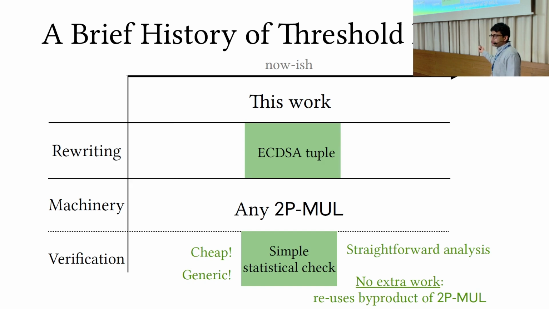So what we do in this work is we identify one specific way of rewriting ECDSA that the people who introduced it called ECDSA doublets. And we show that this particular way of rewriting has a really nice structure that allows for a simple statistical check that is generic, doesn't induce any extra assumptions, costs nothing relative to the rest of the protocol, and has very simple statistical analysis. It happens to just reuse different parts of the protocol and makes way for the previous ones.